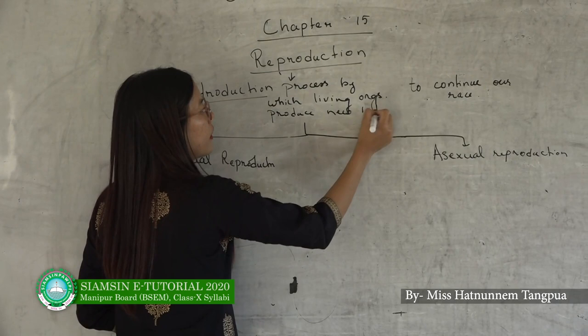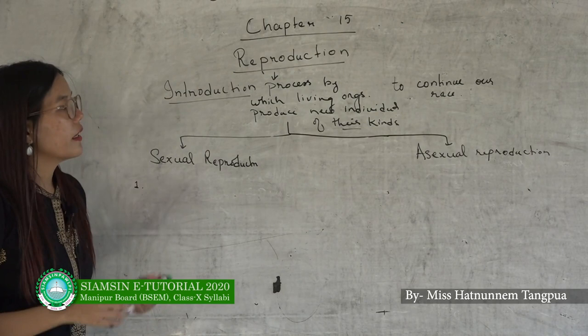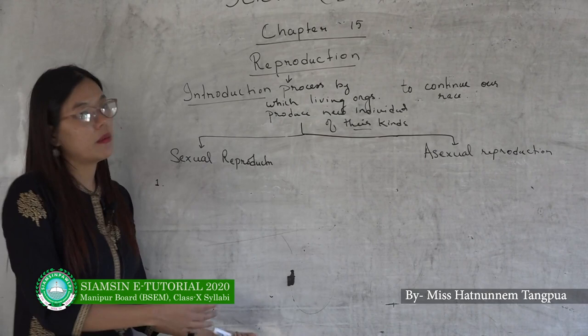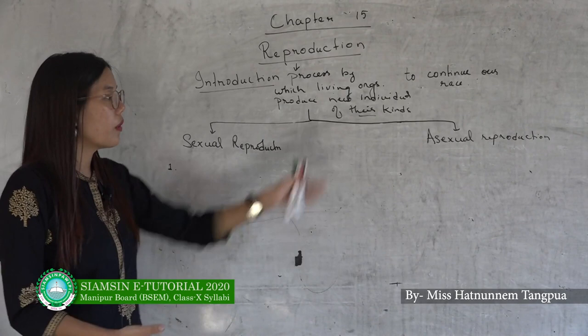Of their kind, because if the living organism is human, humans produce humans, dogs produce dogs, cow produces cow. That is why we say of their kind. Reproduction is a process by which living organisms produce new individuals or new offspring of their kind.